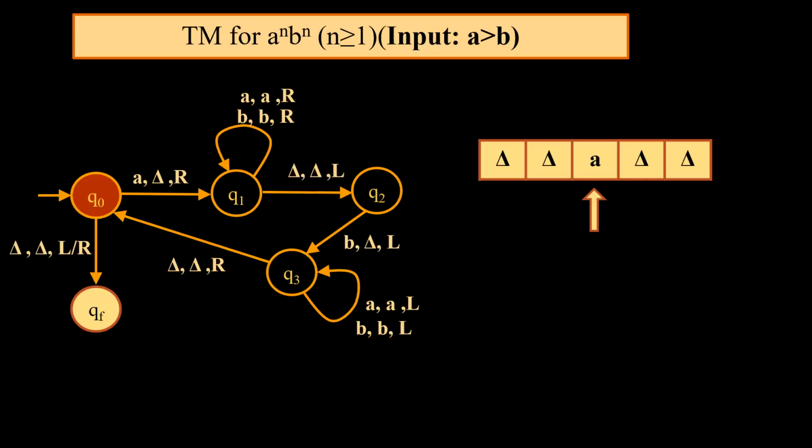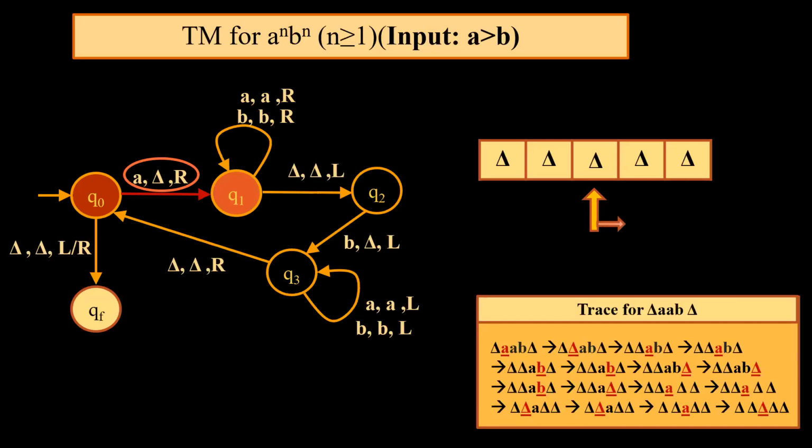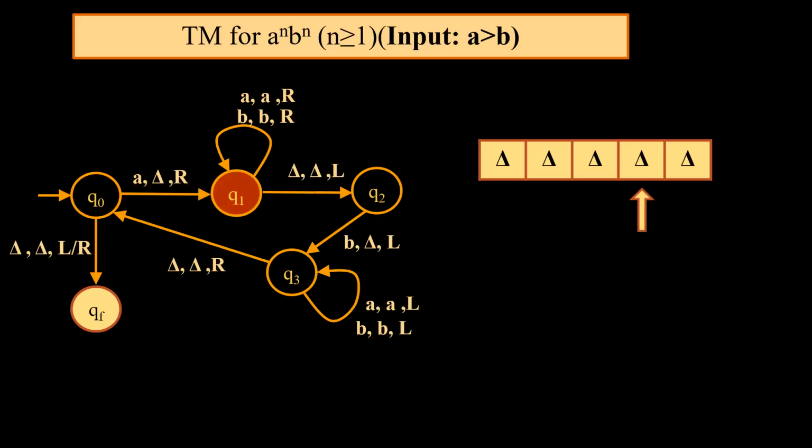We move towards the right, we come across A, we will convert it into delta and now we will start with the search for the second B. Because we have already crossed off one A and the number of A should be equal to the number of B. Now we identify that instead of B, we come across delta. So that means we will move from Q1 state to Q2 state.